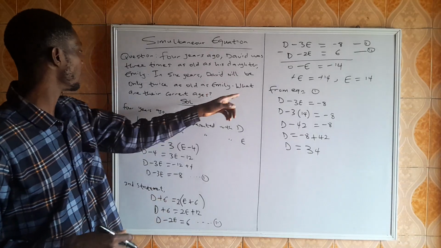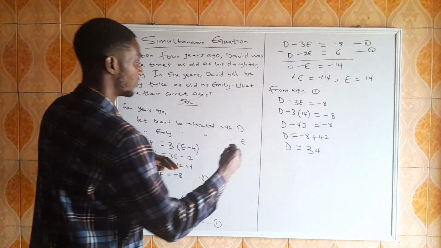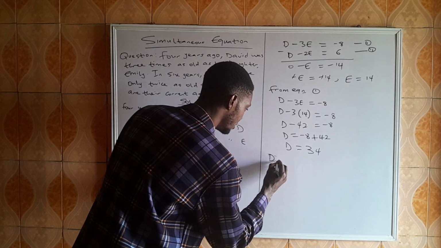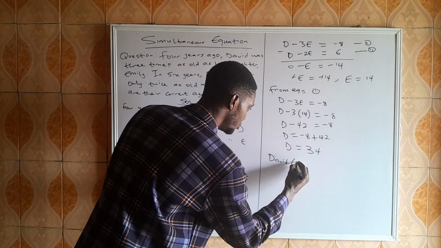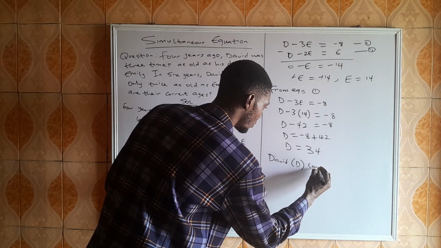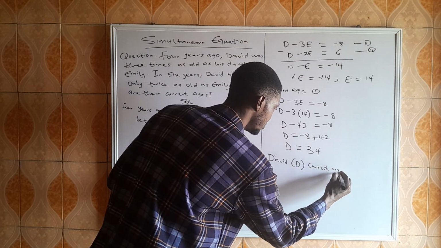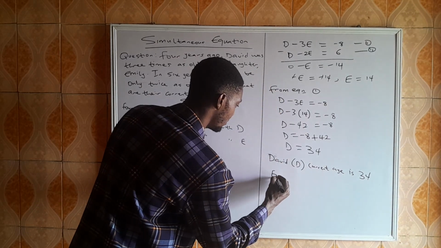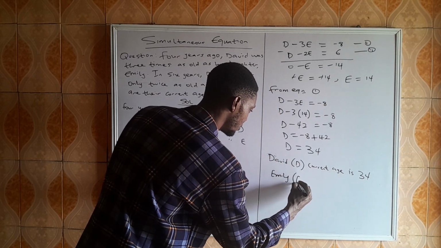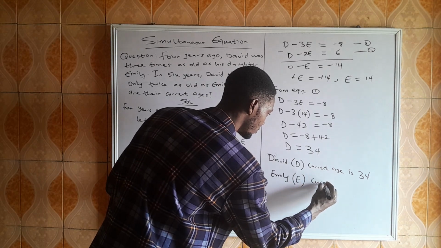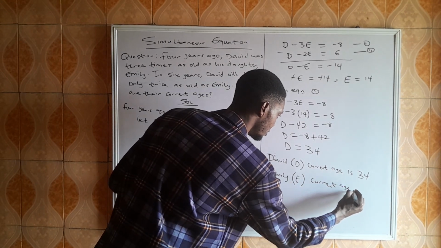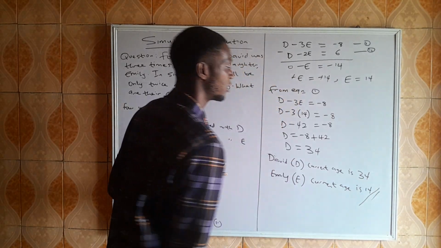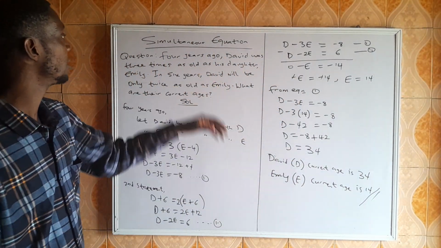Now the question states, what are their current ages? Their current ages: David, which is D, is 34, while Emily, which is E, is 14. And this is the answer to the question.